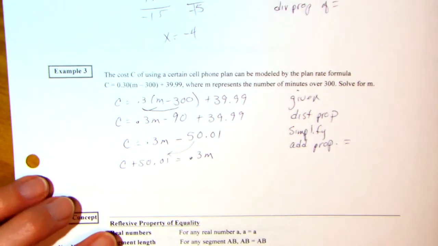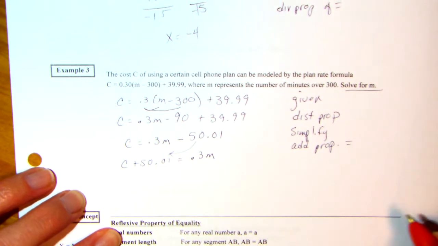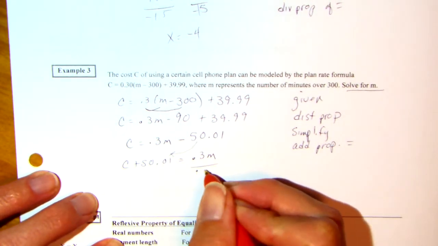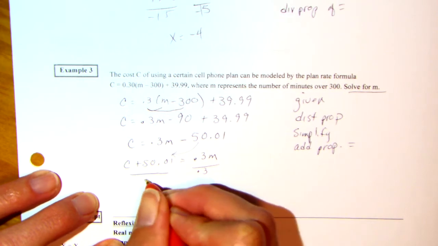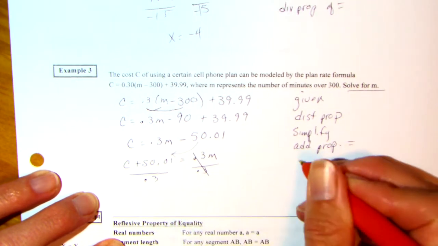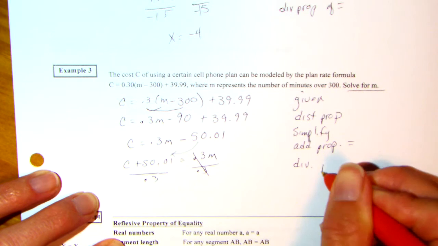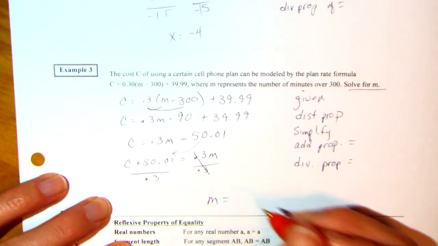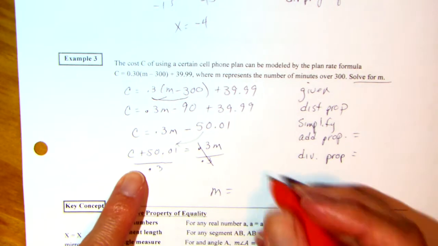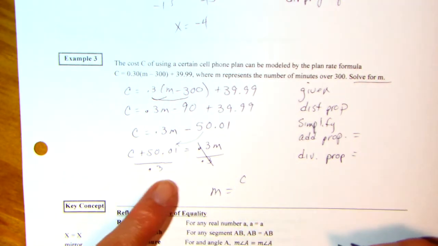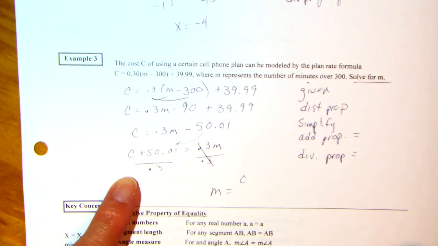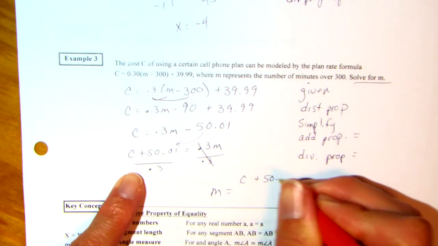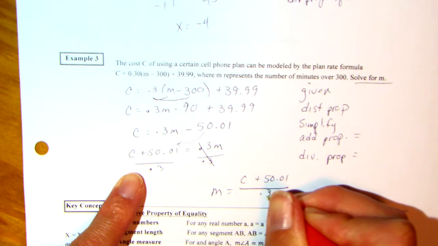Remember, our goal is to solve for M right here. So M is being multiplied by 0.3. Divide both sides by 0.3. That's your division property. Now I know this seems weird, but you need to start getting in the habit of allowing a non-single numeric value for an answer. You could have an expression here, C plus 50.01 over 0.3. That's okay.